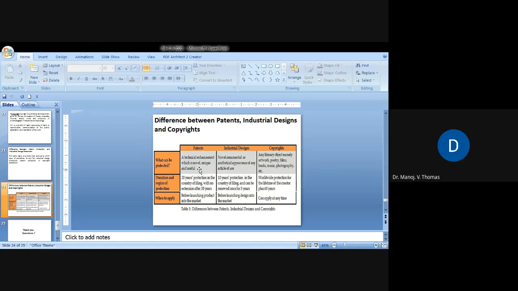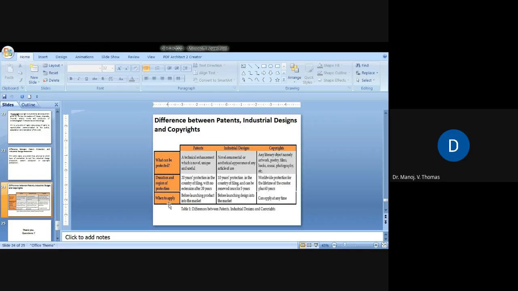So duration and region of protection. Patent, 20 years protection in the country of filing with no extension after 20 years. So altogether you get 20 years. Industrial design, 10 years protection in the country of filing and can be renewed once for 5 years. Copyrights, worldwide protection for the lifetime of the creator plus 60 years. So that is the duration of copyright protection.